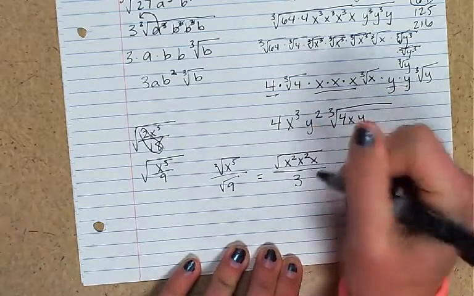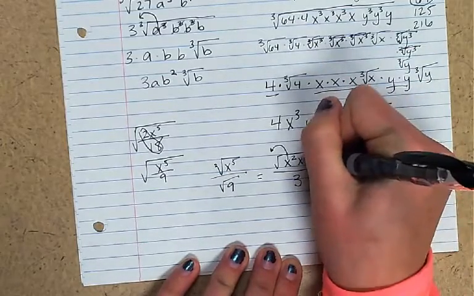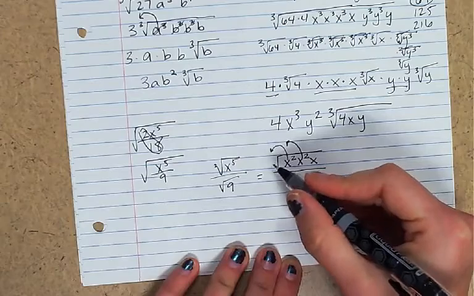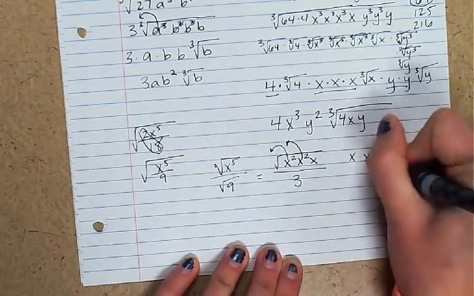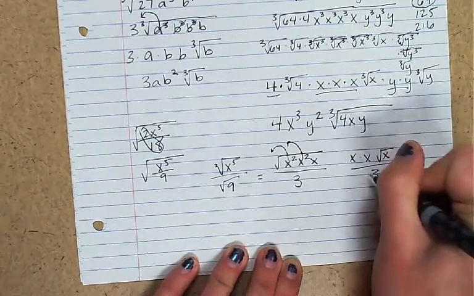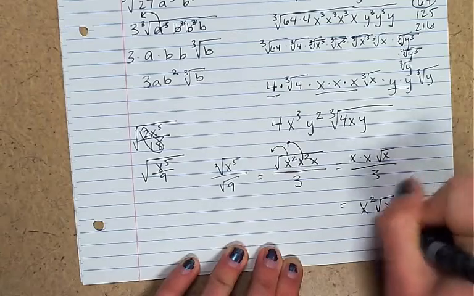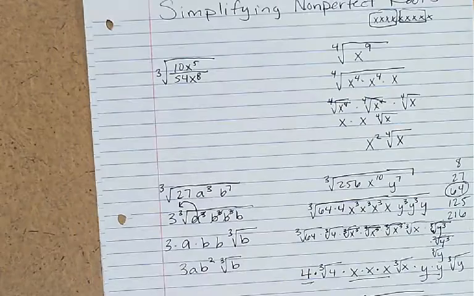So if it has a squared on it, it gets to come out. And this is just less work than doing it this way. But as it comes out, you're canceling out the squared. So the square root of x squared is x. The square root of x squared is x. And then we have that one last lonely x that has to stay behind. And then if I do my final simplifying here, we end up with x squared, square root of x over 3.